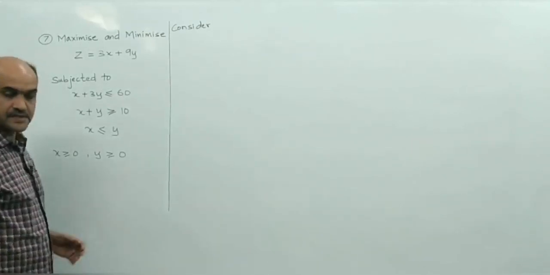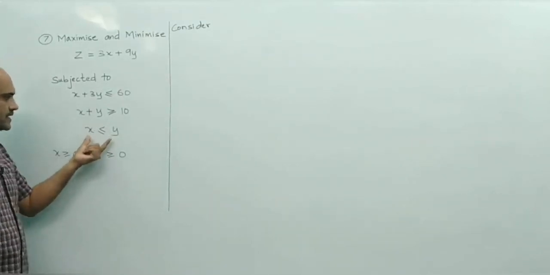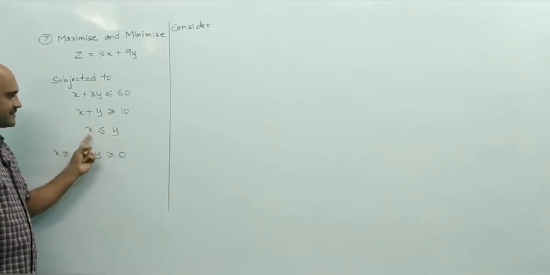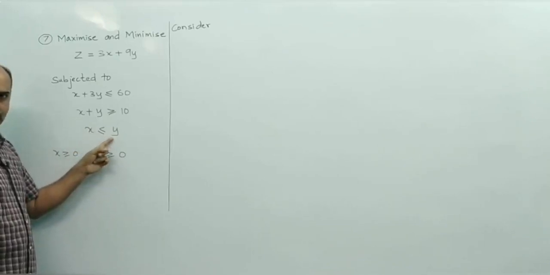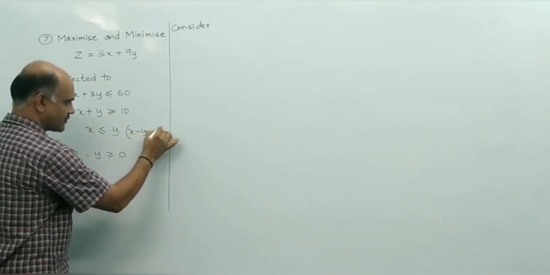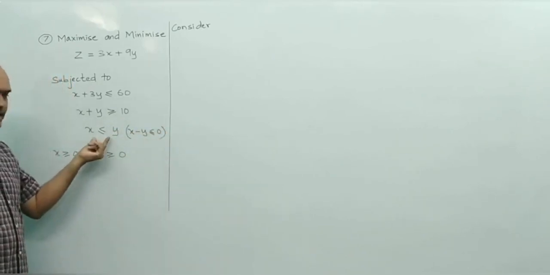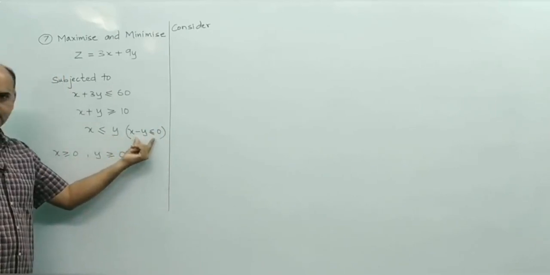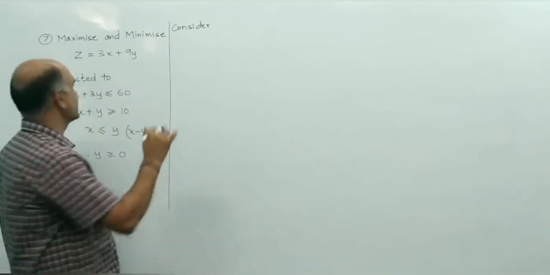So next one, students. If you observe here, the constraint he has given is x less than or equal to y, or even you may write it as x minus y less than or equal to 0. If you get confused, you can keep it in this form. So again we will find the points.